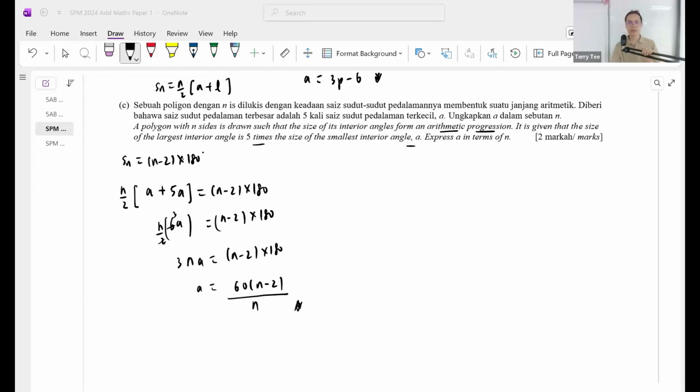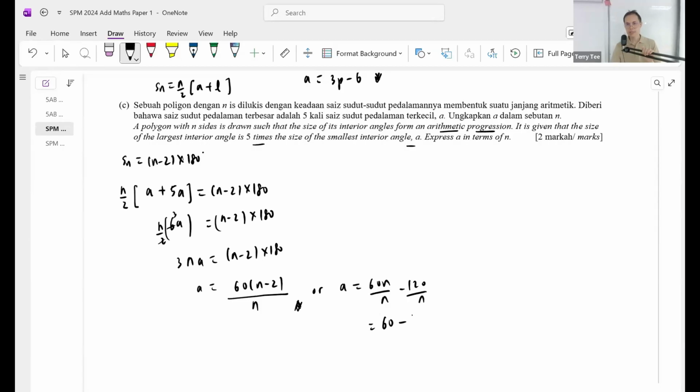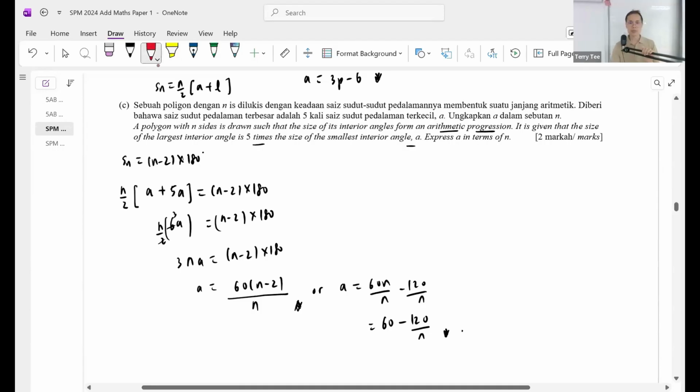So when I say expand the bracket, it means you can put, for example, 60n over n minus 120 over n, and simplify further, 60 minus 120 over n. But it's okay. You can actually stop here. Don't need to do any further.